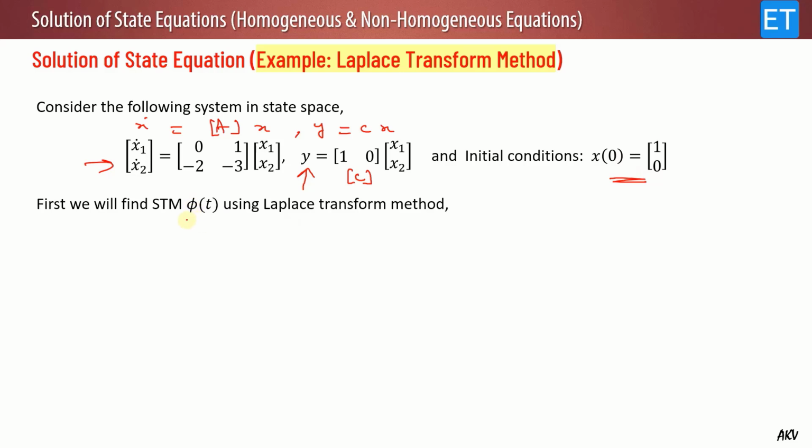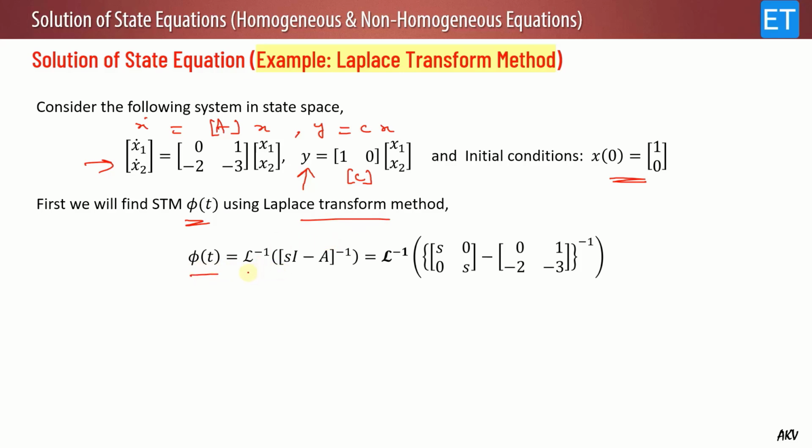So first I have to find the state transition matrix phi t using Laplace transform method. As I know, phi t is the Laplace inverse of sI minus A. So I am doing the same here. So Laplace inverse of sI. sI is this matrix, I mean s multiplied with the identity matrix 1 0 0 1. Okay, so it is s 0 0 s minus this is your A matrix. Okay, and inverse of whole.